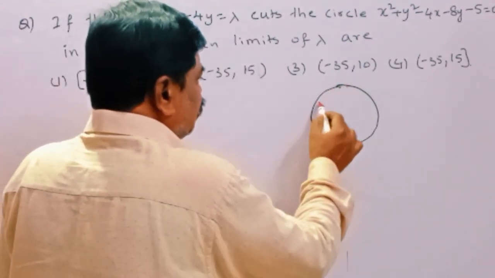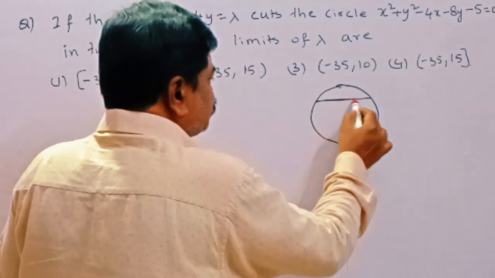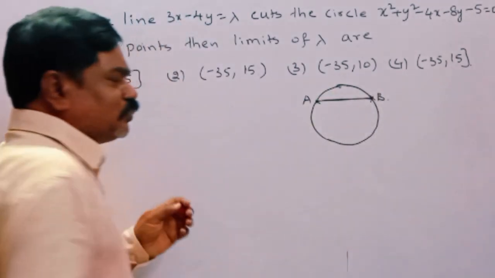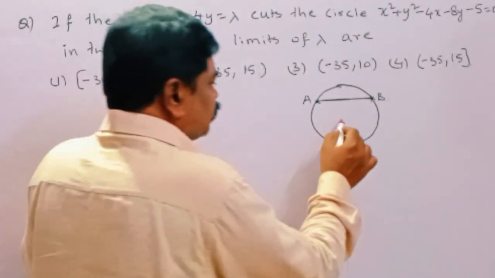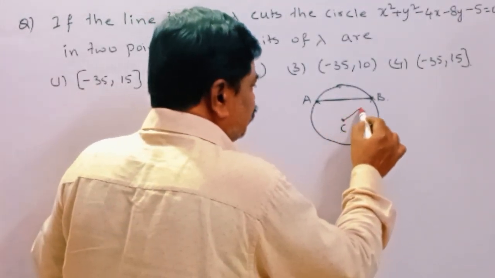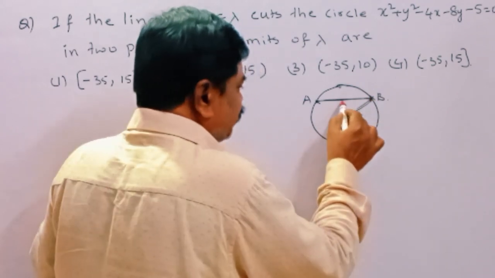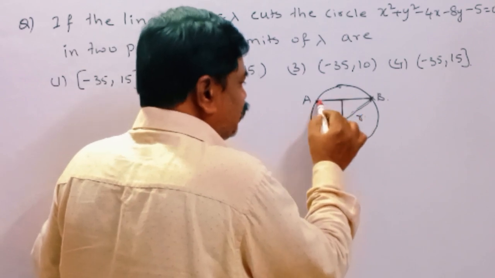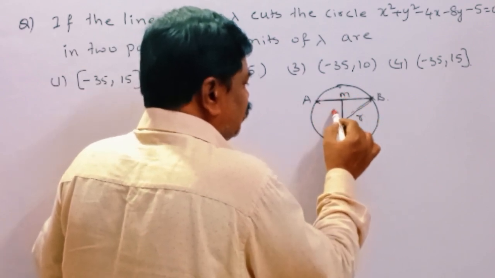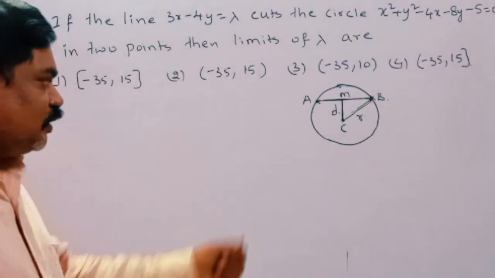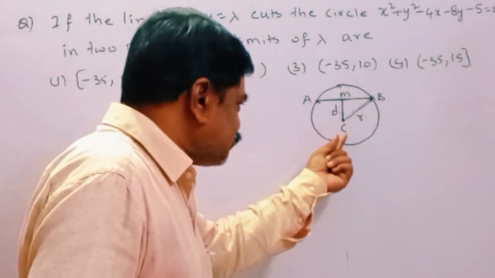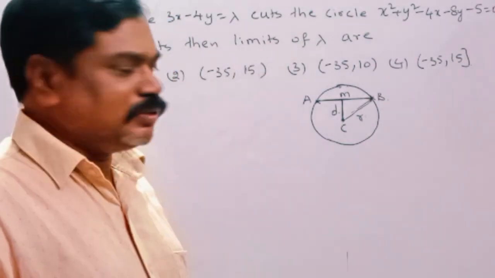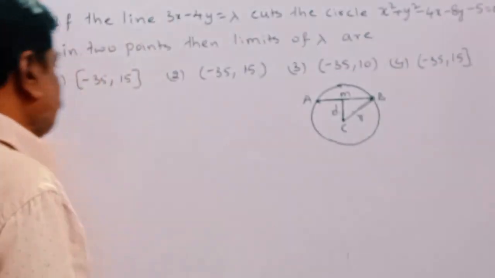and the line cuts the circle in 2 points A and B. This is the center of the circle. This is the radius of the circle. This is the perpendicular distance from center to the line. This is CM. Let us call this D. D is the perpendicular distance from center to the line. And R is the radius of the circle. C is the center of the circle.